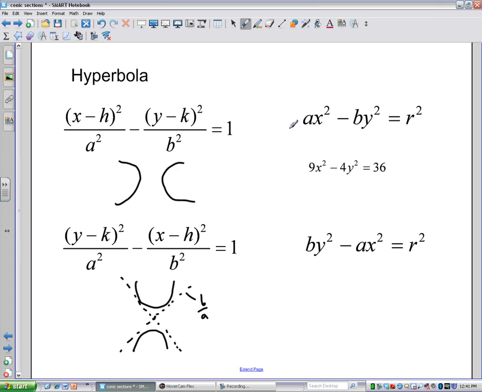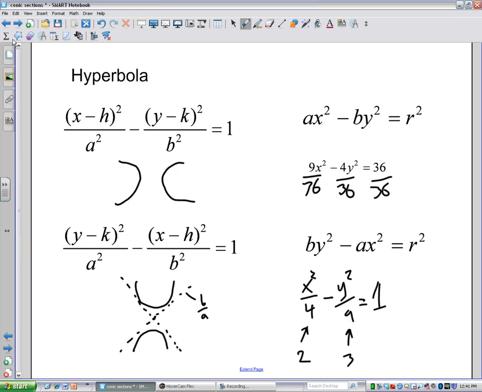You might see an equation in this form, ax squared minus by squared equals r squared. Again, same thing to make it into that format. We would divide by 36. That's going to make this equation x squared over 4 minus y squared over 9 equals 1. And so in this case, my a value would be 2, and my b value would be 3.